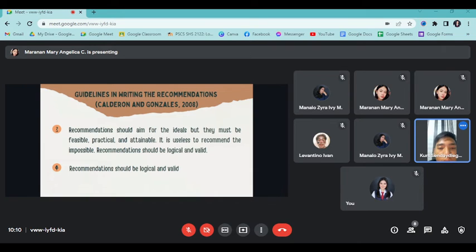Number 4, recommendation should be logical and valid. When we recommend, it is needed to be logical and valid. The goal of the report is to compare options, recommend an option, and to support that recommendation, propose or recommend the valid option available to solve a problem or fill a need. Recommendation should provide evidence para mas kapani-paniwala at katanggap-tanggap yung nire-recommend natin.